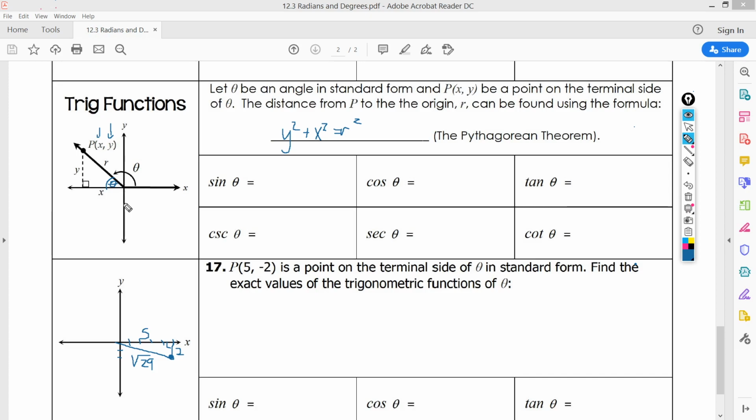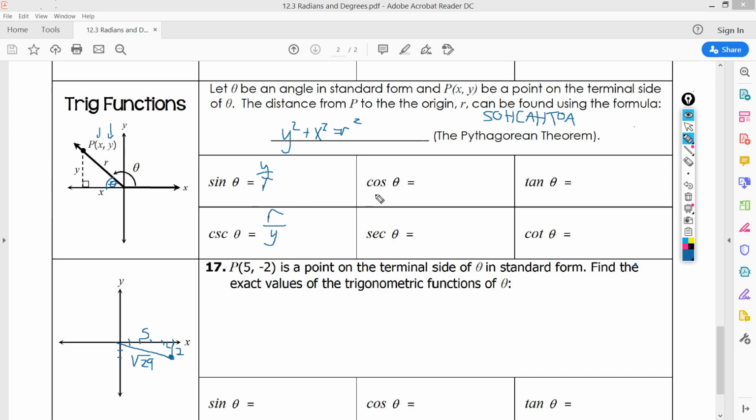And if this is my theta right here, what's going to be sine? Let's write out SOHCAHTOA again for your memories. And so sine is opposite over hypotenuse. So here's my opposite y over hypotenuse r. So it's just y over r. And remember, cosecant is just the inverse of this. So it's r over y. Don't even think about it.